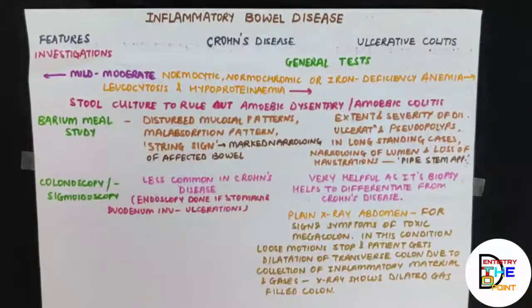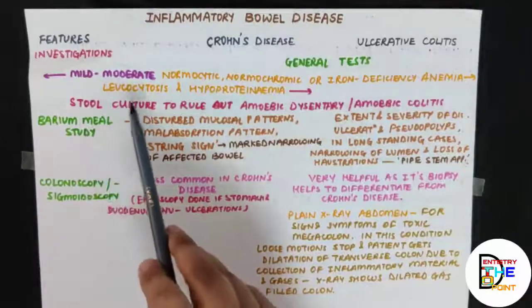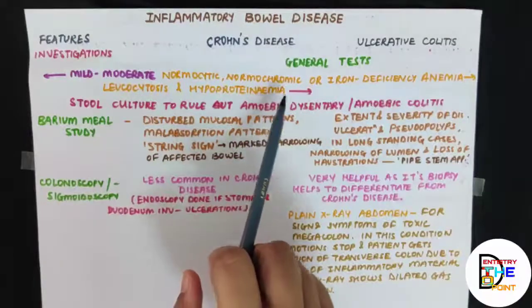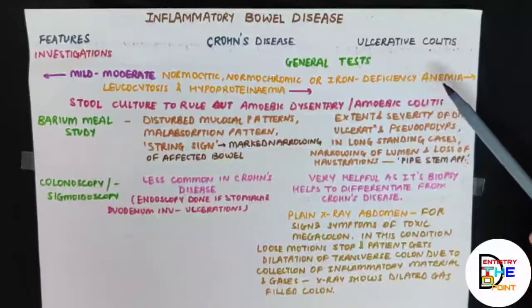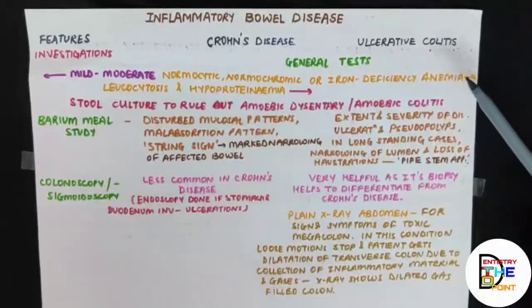Starting with the part 2 video, the investigations of Crohn's disease and ulcerative colitis. Firstly, we have some general tests to be done, that is your blood tests, for example, to confirm that there is a disease. So there is a mild to moderate normocytic, normochromic or iron deficiency anemia. If you do the blood test, you get this, because obviously this is a malabsorption syndrome, so deficiency anemia is a common thing in it.